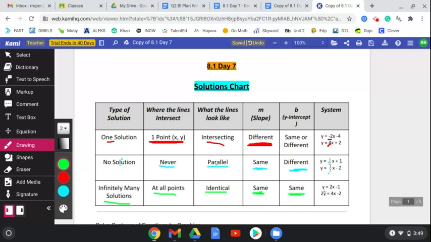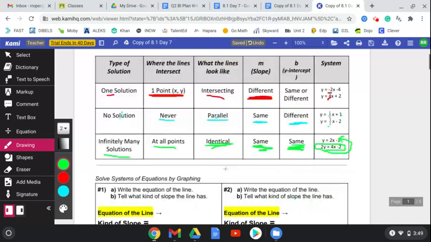So if you're given something like this, y equals 2x minus 1 and 2y equals 4x minus 2, if you take this equation right here and solve for y and put it in slope-intercept form, guess what you get? You get this right here. You get y equals 2x minus 1. And so they would have same slope, same y-intercept. They're the same exact line. They are identical and therefore infinitely many solutions.